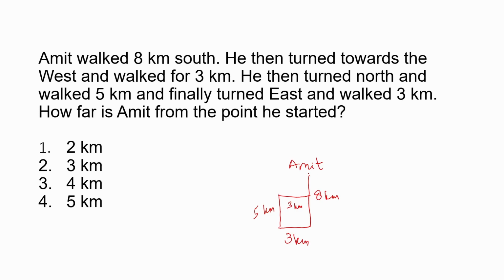So he started here. This is 3 kilometers. He walked up and walked back. So this whole thing is 8, and he has walked back 5. So 8 minus 5, he is 3 kilometers.